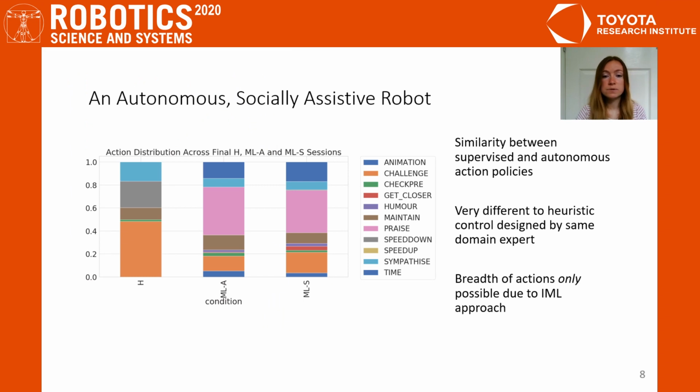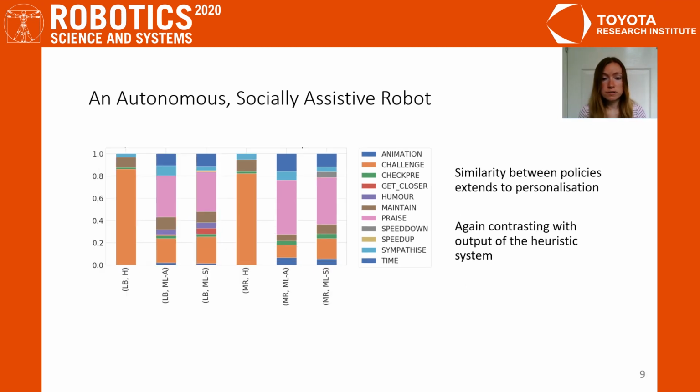The results show that the autonomous system acted very similarly to the system when it was supervised by the instructor, and that both of these were very different to the behaviour of the heuristic system, even though those heuristics were designed by the same expert. And that's mostly because there's some actions for which he just couldn't write a heuristic. For example, when to tell a joke. If you get that wrong, it's really bad for your interaction.